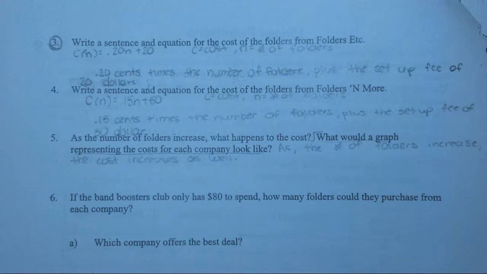For my sentence, I explained my equation saying 20 cents times the number of folders plus the setup fee of $20. Okay, can you read your sentence one last time here? You have nice, pretty, tiny handwriting. Thank you. I explained my equation saying 0.20 times the number of folders plus the setup fee of $20. Wow. Does anyone have any questions for Jalen? Does anyone want her to read her sentence one last time? Yes. Can you read it one last time for me? Okay. 0.20 times the number of folders plus the setup fee of $20. Thank you, dear. Okay, next up is Ashanti.